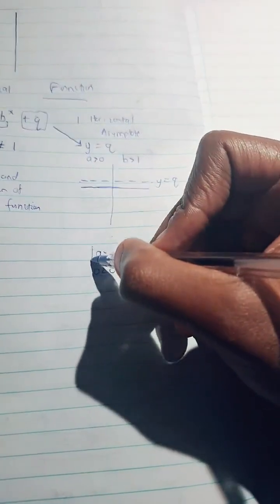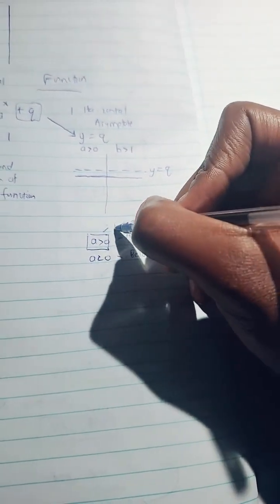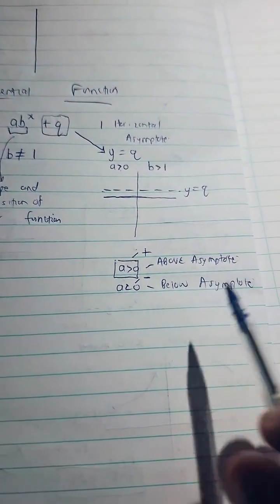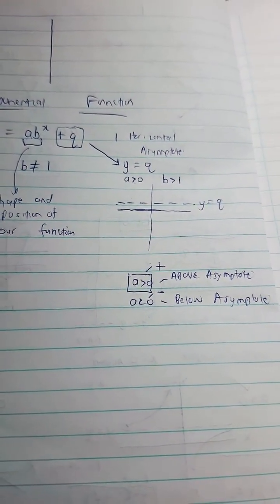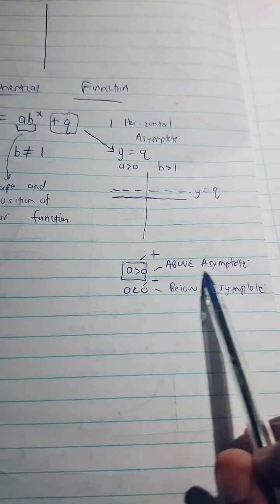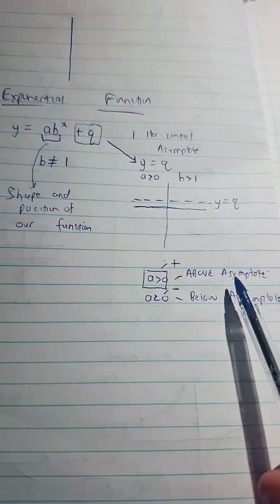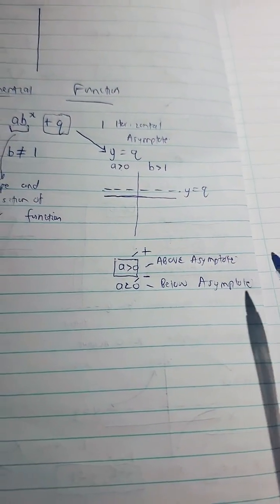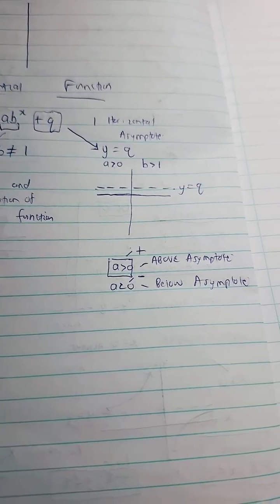You need to get this. That means when a is positive, the function is above; when a is negative, the function is below. This is for your exponential function. So when a is greater than 0, the function is found above the asymptote. That's why I was saying that a and b work together for our shape and position. So I'm going to show you 4 scenarios.